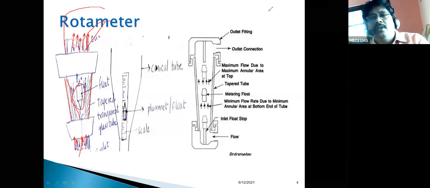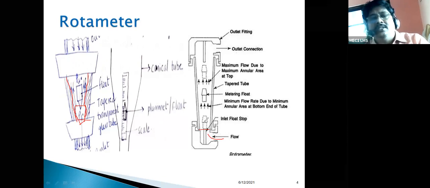See here, this is the arrangement. When this float is correctly at this position, there is no flow. If you observe this figure, the float is completely obstructing the flow coming out. There is no flow. It stops. When the tap opens, then automatically the flow occurs.